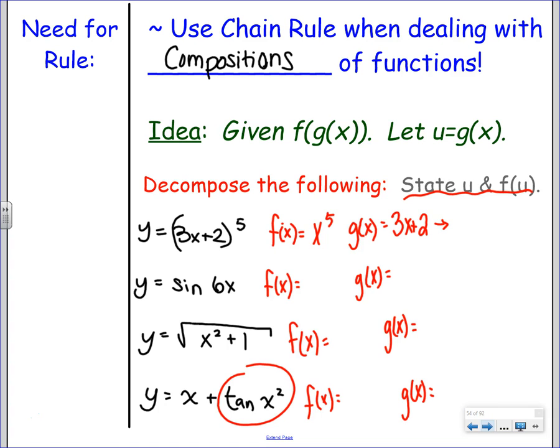What do you guys think for the second one? What does your brain think of first? Who's g or who's f? Who's the inner or who's the outer? I think outer. You think outer? Okay, so you see a big old sine, right? Yeah. Okay, so sine of, but sine of who? Good. Then who's the inner? 6x.